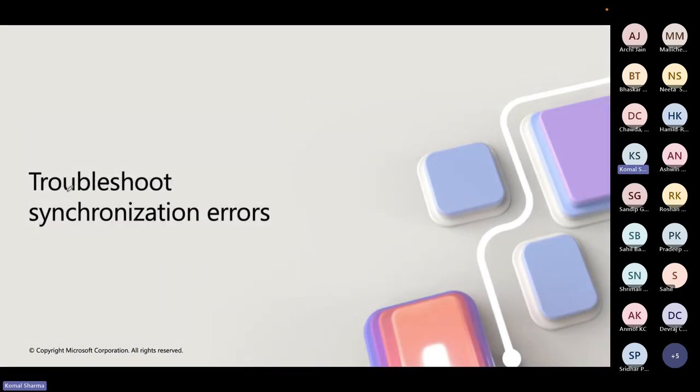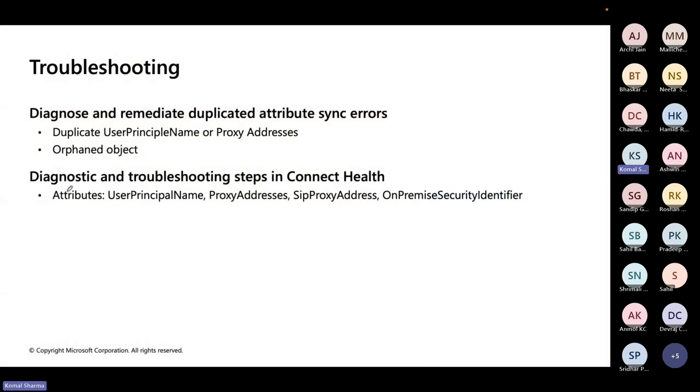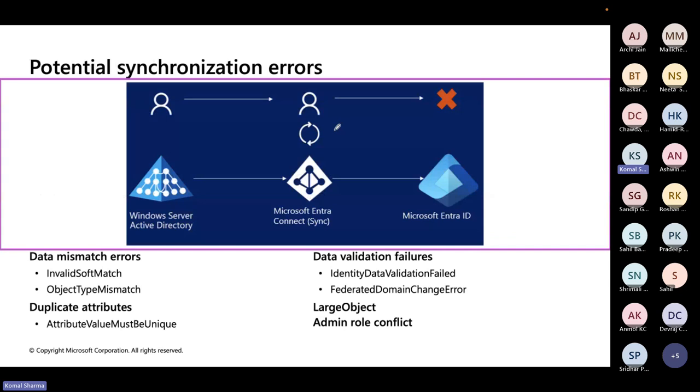During the synchronization event, you can experience some errors also. First is duplicate user principal name or proxy addresses. For example, the user principal name is changed in your cloud and your hybrid, so then it is going to give you the error. Or the same record is available in both the places. Then there may be any attribute related error, that may be the principal name, the proxy address, and so on.